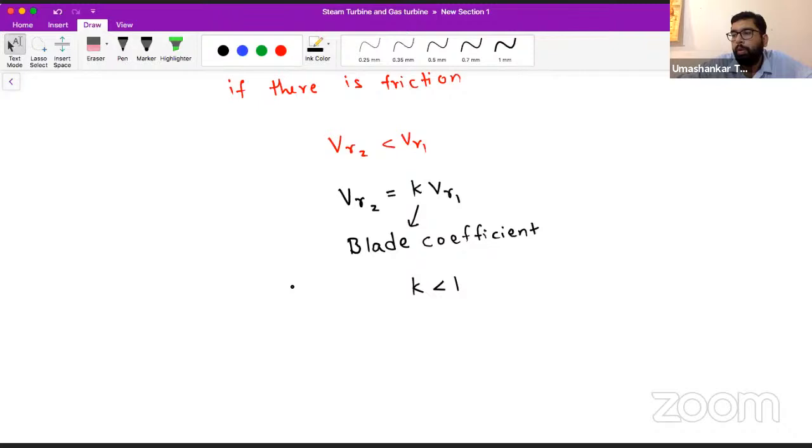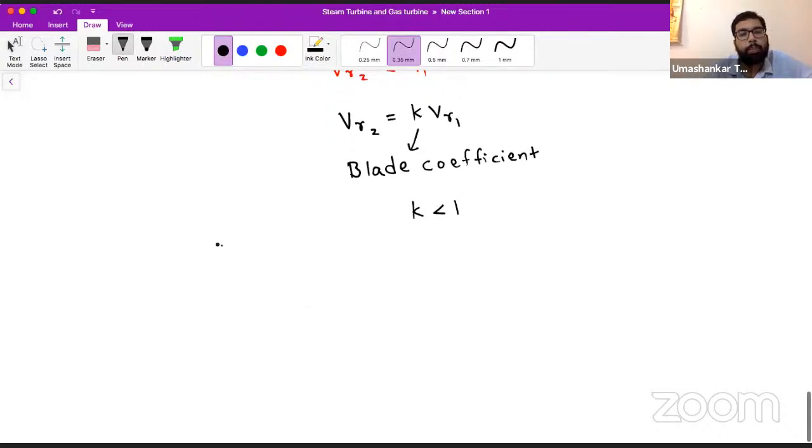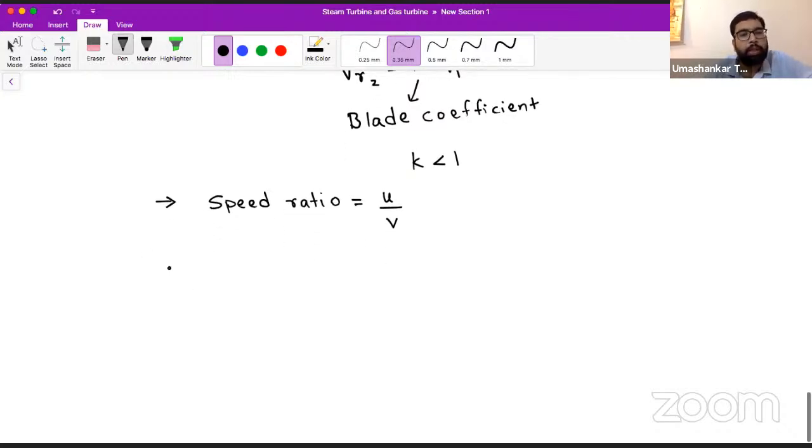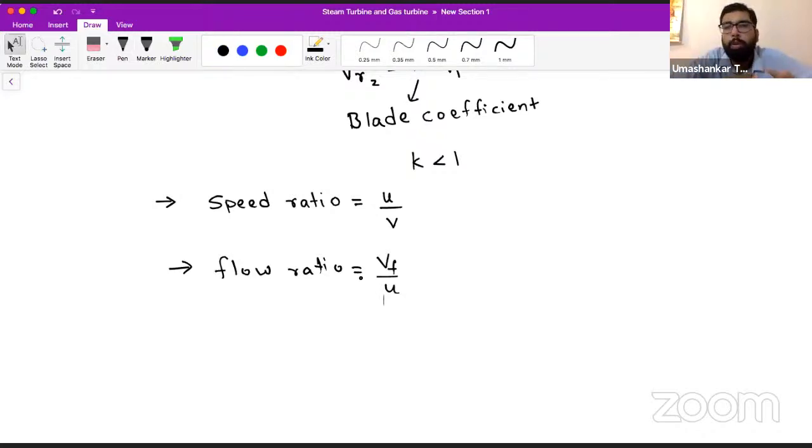What are the other things we may require? The speed ratio, and this speed ratio is nothing but U upon V. We already know this. So this is another term that can be asked. One term that can be used is flow ratio, and that we know as VF upon U. So there are so many terms involved. You may have the coefficient of velocity also.